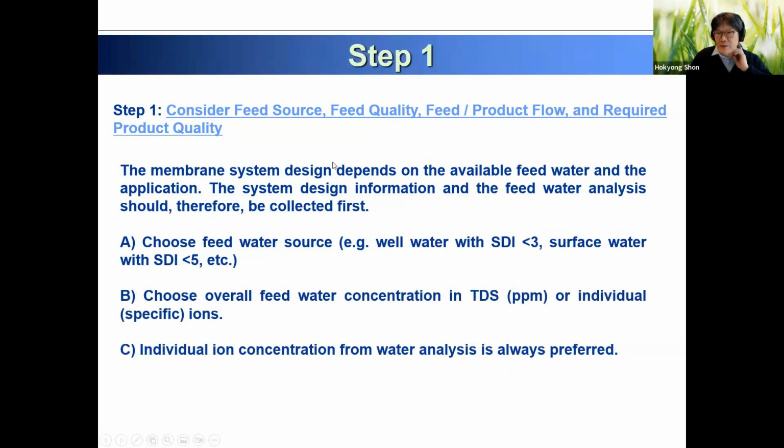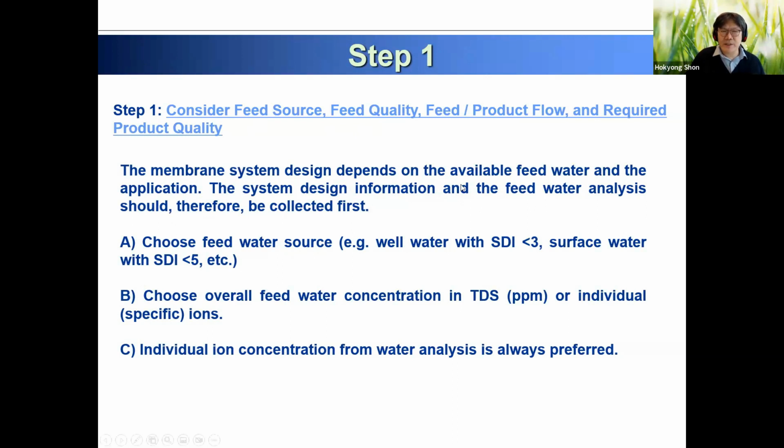So your assignment is also the same. You have to calculate how many vessels, how many elements, how many arrays, how many stages, how many passes. That sort of thing will all be related to this step 1 to 10. So let's say you want to design your RO plant. Consider first the feed source, feed quality, feed flow, and required product quality.